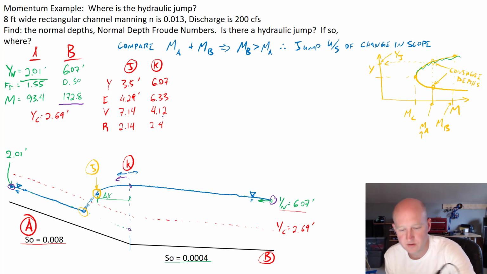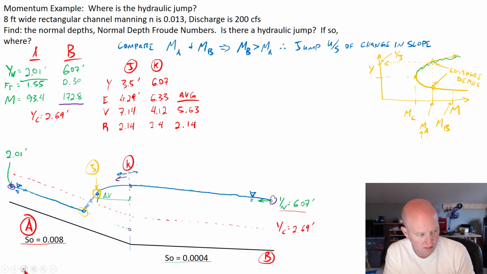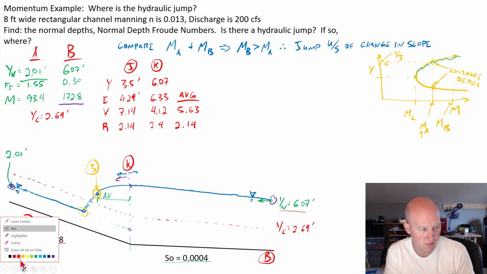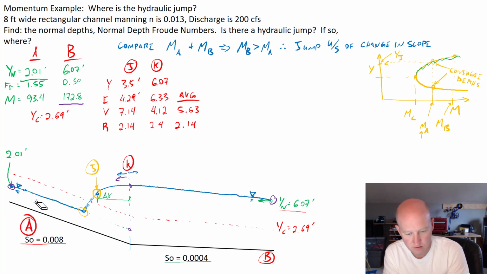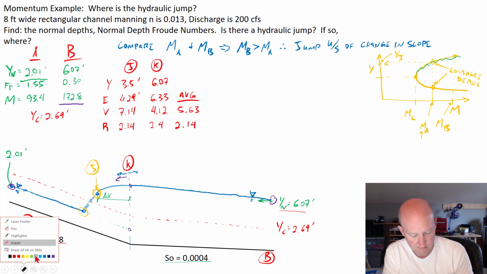And then we also need to get the average values of velocity and hydraulic radius. So the average value is 5.63 for velocity and 2.14. I see that I made a mistake here. I wrote down the wrong hydraulic radius for section J, so I'm going to get a little typo here. Maybe I won't be able to erase that. I'm going to scratch it out. We'll write the right number in.